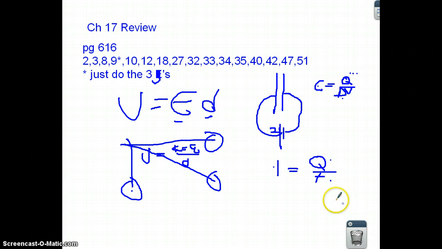33. A hairdryer uses 9.1 amps. How long does it take for that much charge to go through? Again, we're given current, we're given charge, find time for part A.